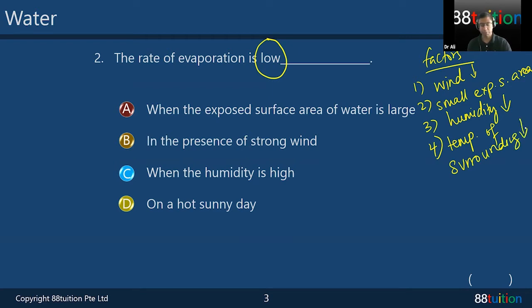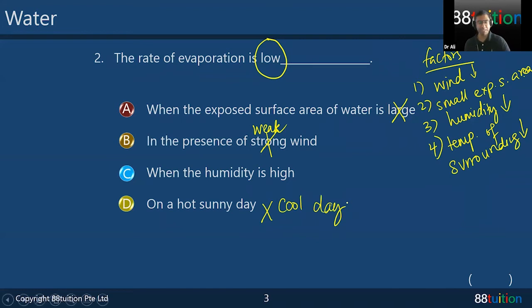So the rate of evaporation will be low when the exposed surface area is large. No, must be low. Presence of strong wind. No, must be weak wind. When the humidity is high. No, it must be low. This is wrong. Okay, not everything. On a sunny day, no, it must be a cool day.